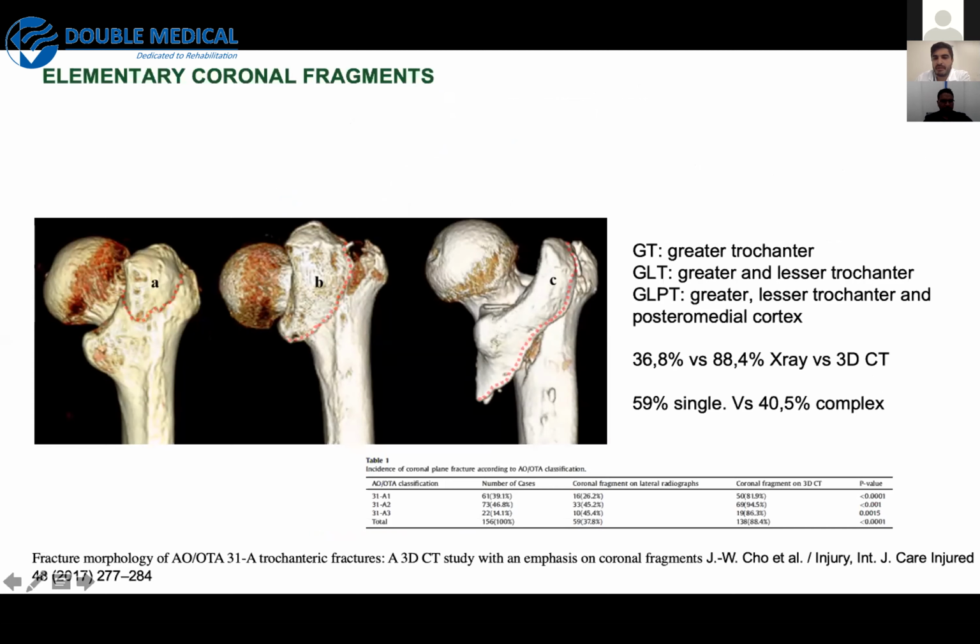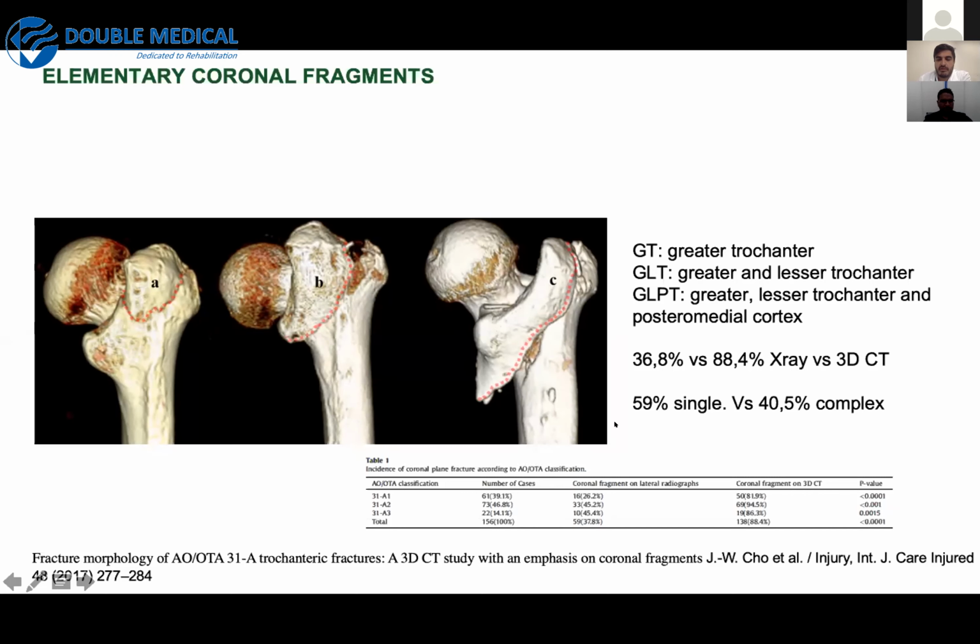This is due to this coronal fracture line, and if you don't know this, you maybe won't see it on the X-ray. In this study, they show us that 85% of these fractures can be seen only on 3D CT scan. So you have to go and look for them.